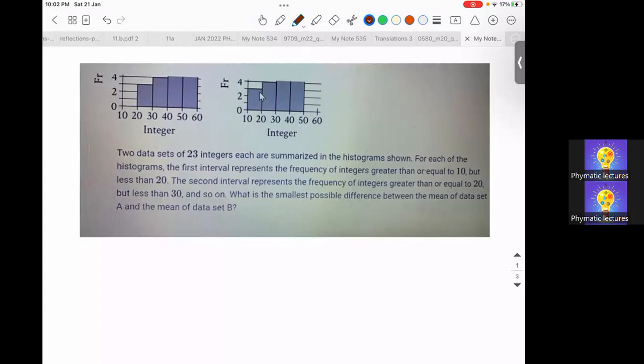Two data sets of 23 integers. Parallelly, we will also mark the keywords. We have 23 integers in these two data sets, each summarized in the histograms shown. For each of the histograms, the first interval represents the frequency of the integers greater than or equal to 10 but less than 20. So anyway, these are integers.